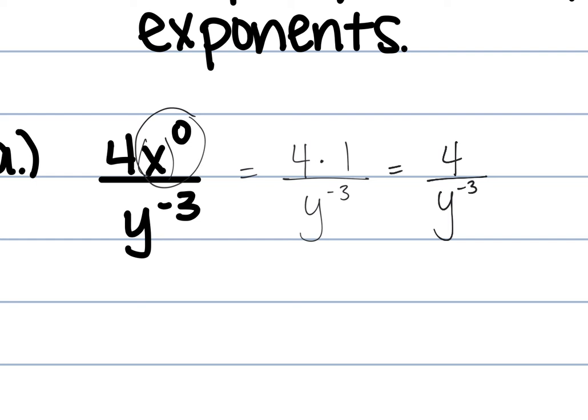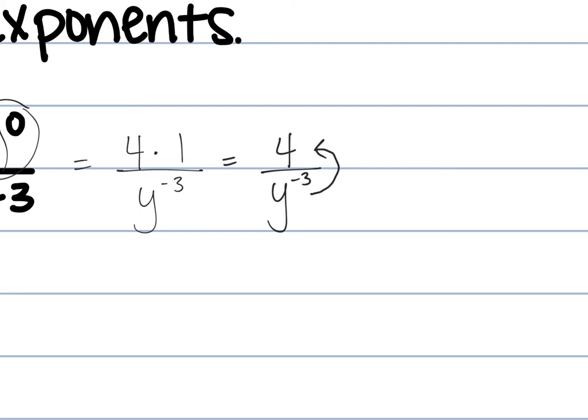Or we can only have what? Positive exponents. So how can we change that y to the negative third power to a positive exponent? Reciprocal. Very good. So in other words, we're going to move this from the denominator to the numerator. When we do that, just change the sign of your exponent. Don't change anything else about it.